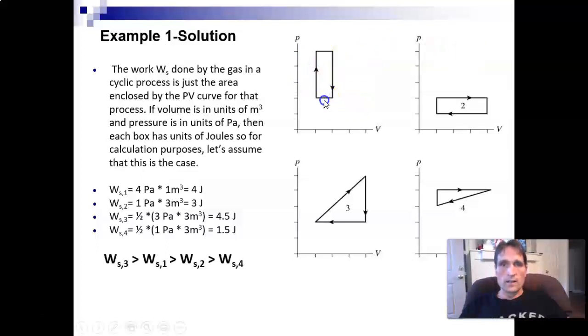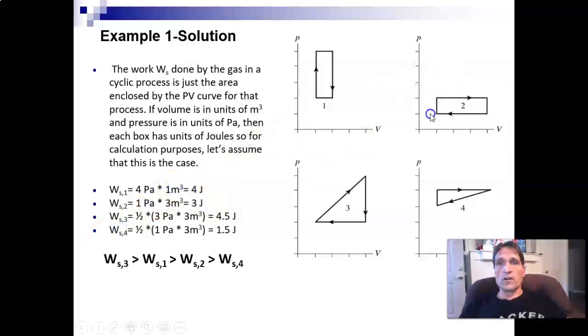Typo. The width is 1 square, 1 meter cubed. The height is 3 pascals. And so the area, the work, should be 3 pascals times 1 meter cubed, which is 3 joules. 3 newtons times meters, which is 3 joules. And so that's a typo. That should be 3. So WS1 should be 3.